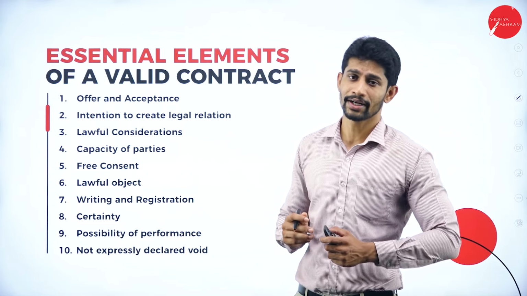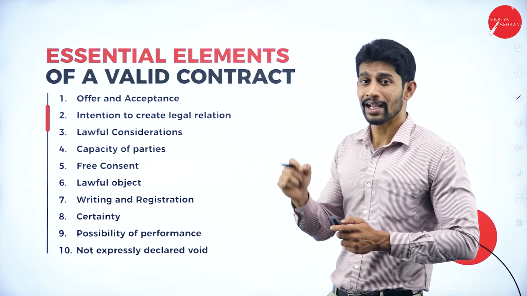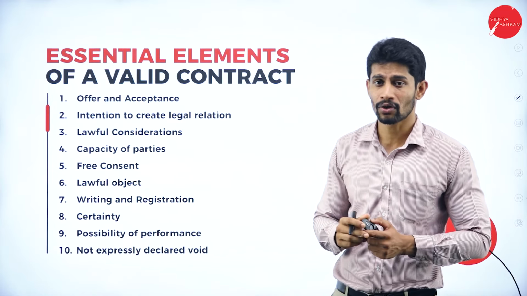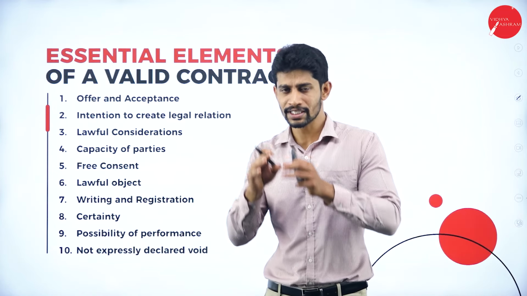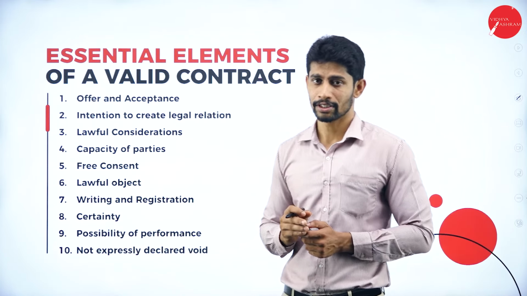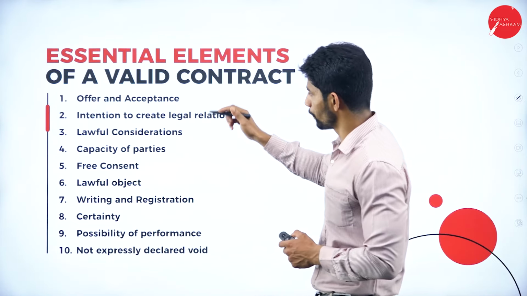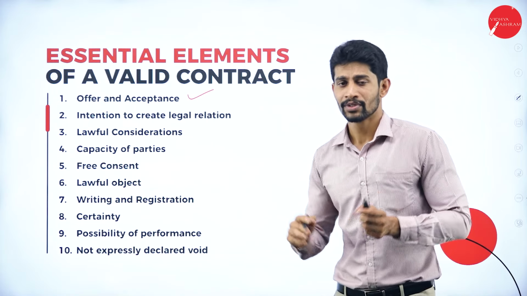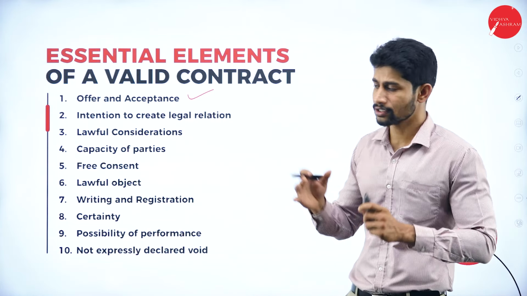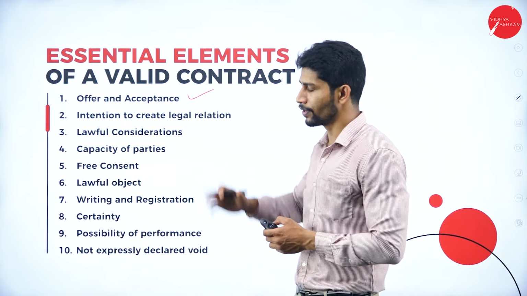The essential elements of a valid contract. We got to know what a contract is: a contract is nothing but agreement plus enforceability by law. So what kind of contracts are called valid contracts? If a person fulfills a few conditions, then that particular contract will be called a valid contract, that means an eligible contract, and we can also call it a legal contract. The first thing is offer and acceptance. In a valid contract, one person should be offering and the other person should be accepting the contract. That is called offer and acceptance.